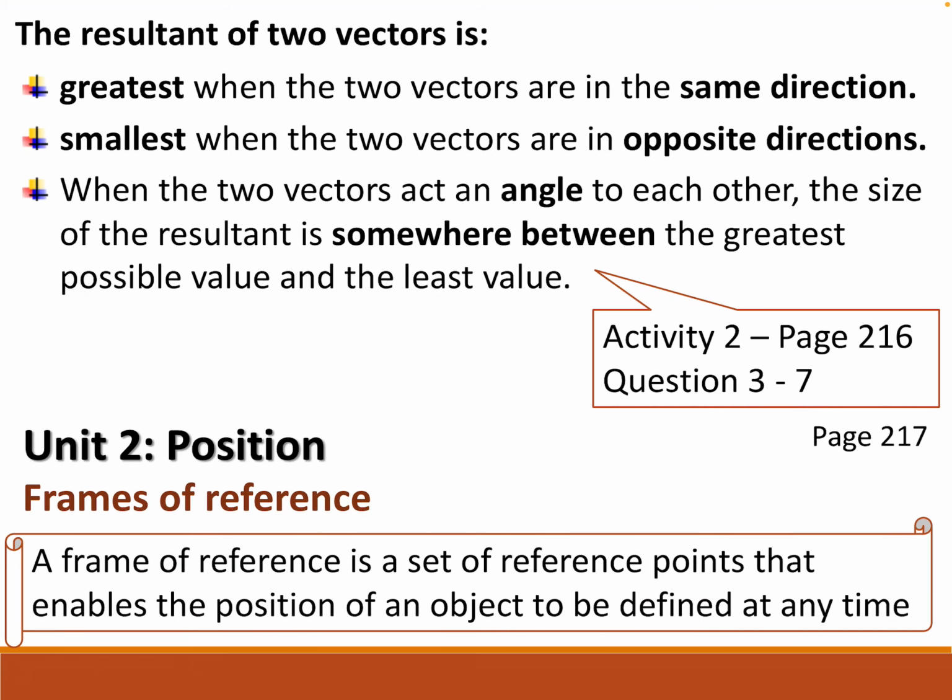So a frame of reference is a set of reference points that enables the position of an object to be defined. So I'm able to say that you are 30 meters in front of me or 20 meters to the left of me, but I'm the reference. So I'm saying you start at me and then you can go in different directions. Okay, so that's what we mean by reference point.